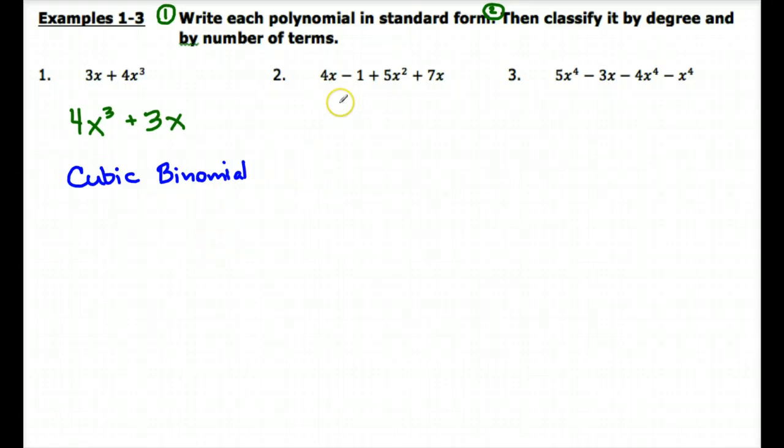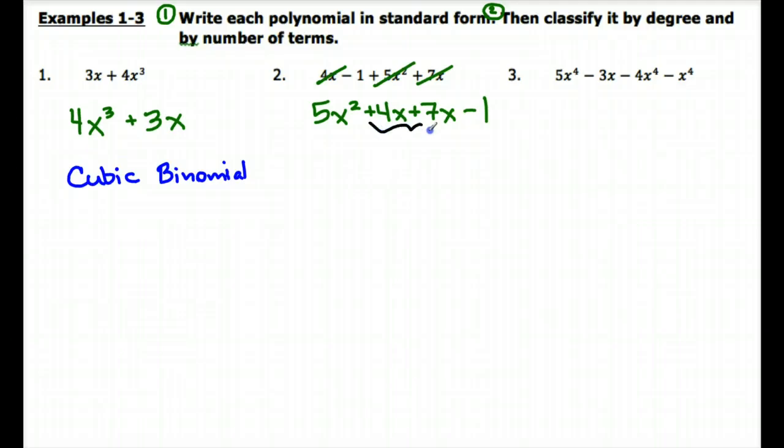Number two, we have 4x minus 1 plus 5x squared plus 7x. To put this in standard form, I'm going to start with the largest exponent I see, a 5x squared. The next largest exponent I see is my 4x to the first, so I'll put that next. I also, though, have a 7x to the first, and it really doesn't matter what order those go in. You'll see why in a moment. Okay, so I've used my 5x squared, my 4x, my 7x, and now I just have this minus 1 that goes at the end.